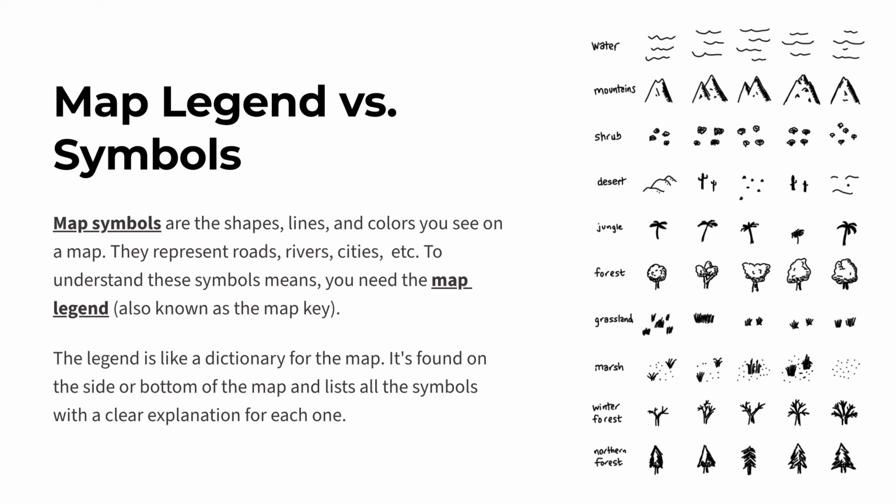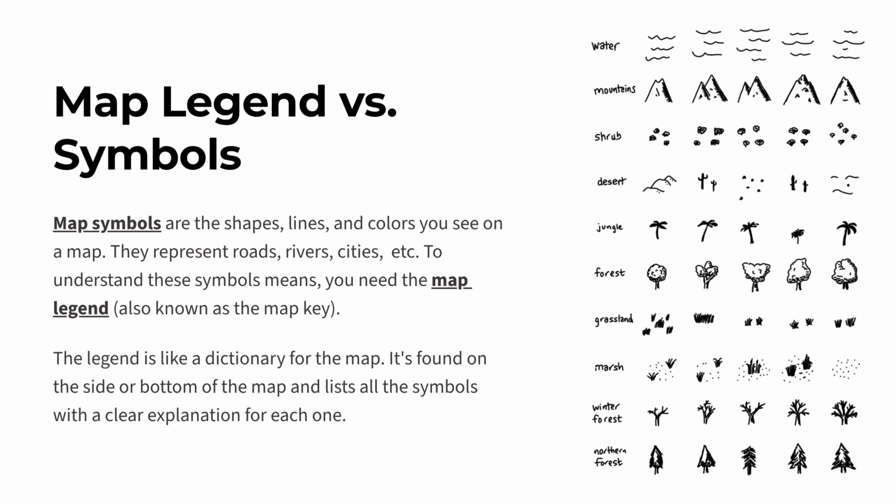Let's make it simple. Symbols are what you see on the map. The legend explains what those symbols mean. So, the next time you look at a map, remember, the legend helps you read the map correctly, just like a dictionary helps you understand new words.